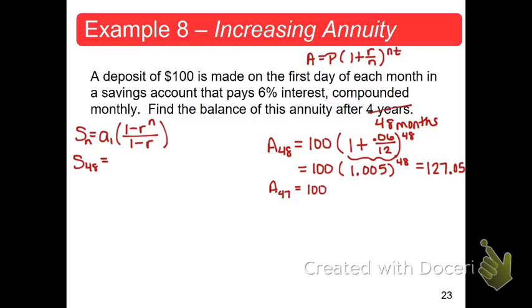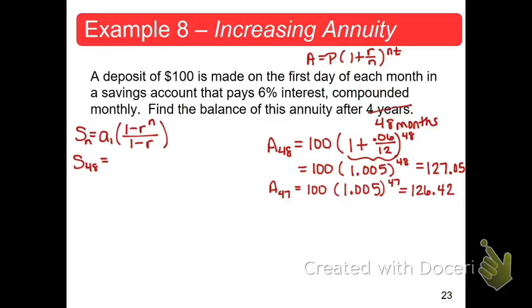Notice everything's going to be the same except the number of months, right? So I'm just going to rewrite it as 100 times 1.005 raised to the 47. That's $126.42? Not worth quite as much, but it wasn't in there as long, right? And we could keep going on that, couldn't we?